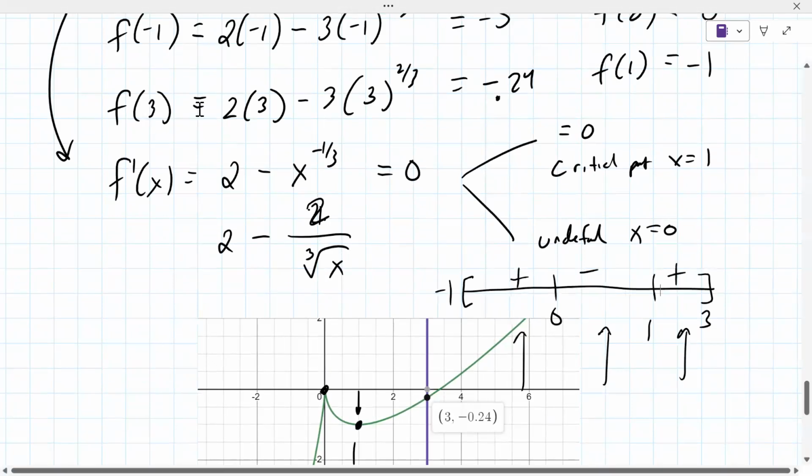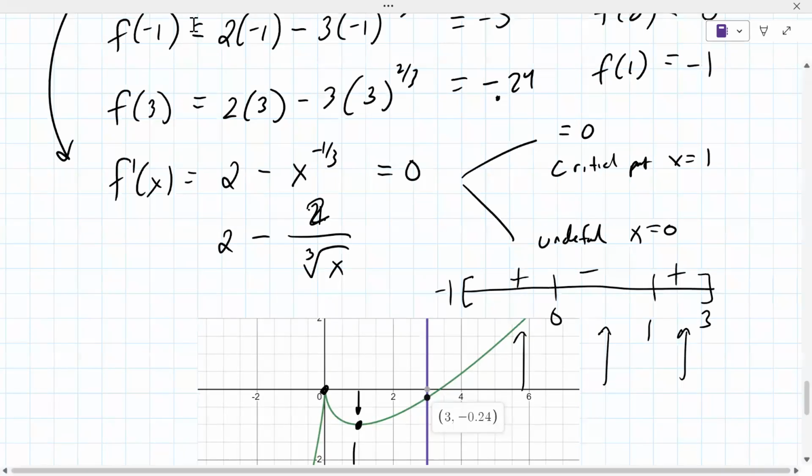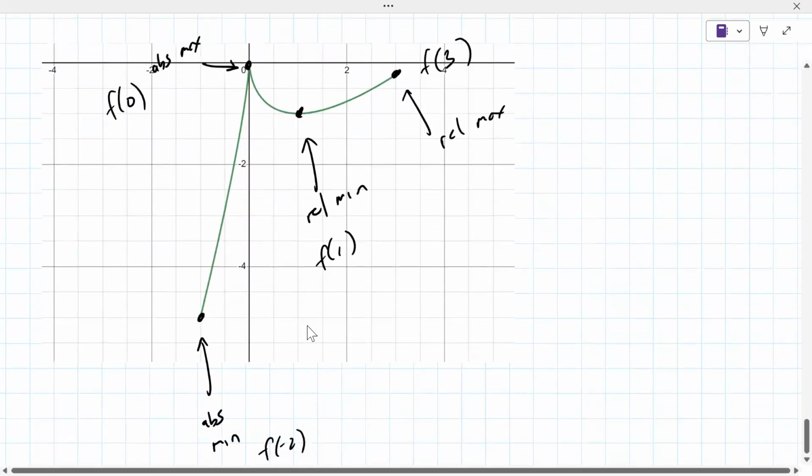So there's a max at 0, like you said. That's the cusp. And then a minimum at 1. It's a lot easier to do with the graph.